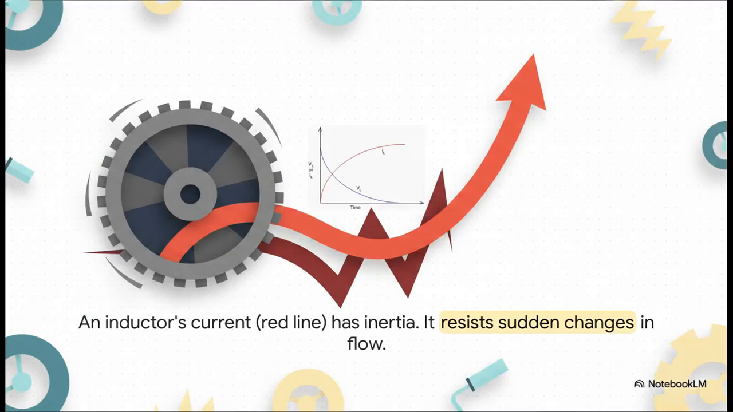And that mental image perfectly explains the inductor's number one rule. Just like that big, heavy wheel can't just snap from zero to full speed, the current flowing through an inductor can't change instantly. As you can see from this red line, it has to build up smoothly. An inductor fights tooth and nail against any sudden change in current.